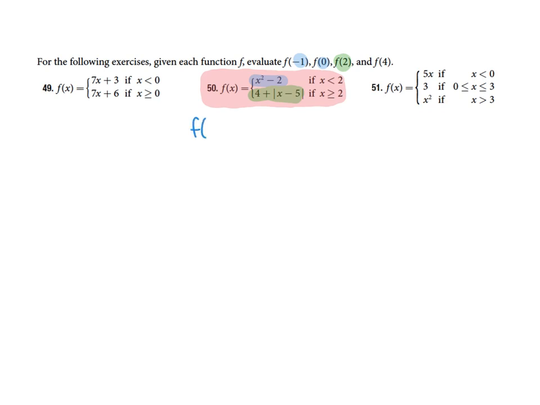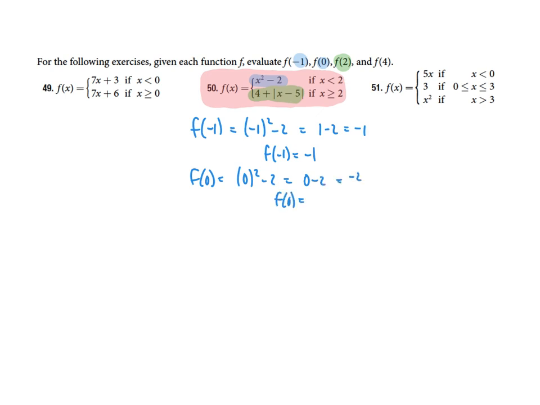f of negative 1, and we're using the top, so negative 1 squared minus 2. Negative 1 squared is 1, minus 2, which is negative 1. So f of negative 1 equals negative 1. Then f of 0. Well, 0 squared minus 2 is 0 minus 2, which is negative 2. So f of 0 equals negative 2.